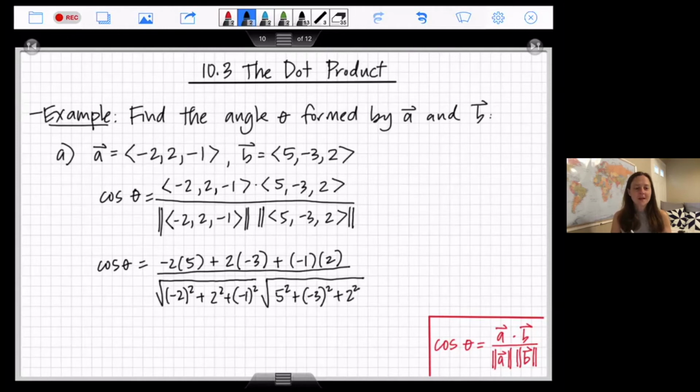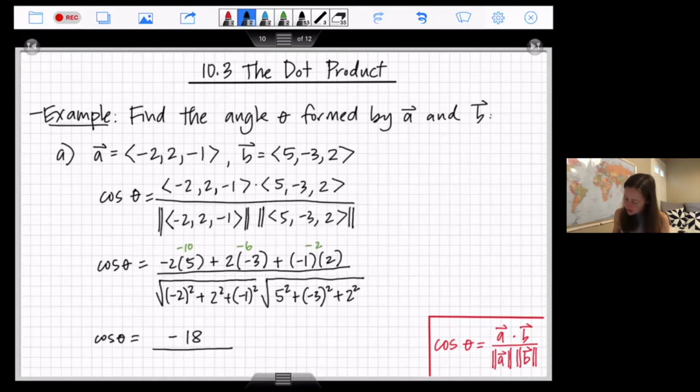So a lot of arithmetic there. Cosine theta equals, up top, I've got, let's see, I'll take some notes up here, -10. This gives me -6. This gives me -2. That's a lot of negative. So -18.